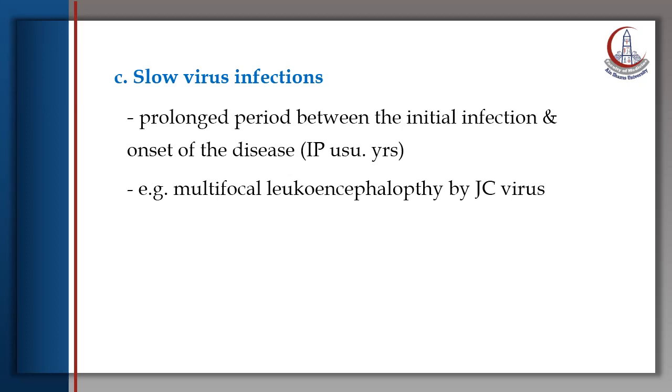In this infection, the incubation period is long, even years. Example, progressive multifocal leukoencephalopathy, which is caused by the JC virus. So these are the three examples or forms of persistence of the virus inside the host cell.